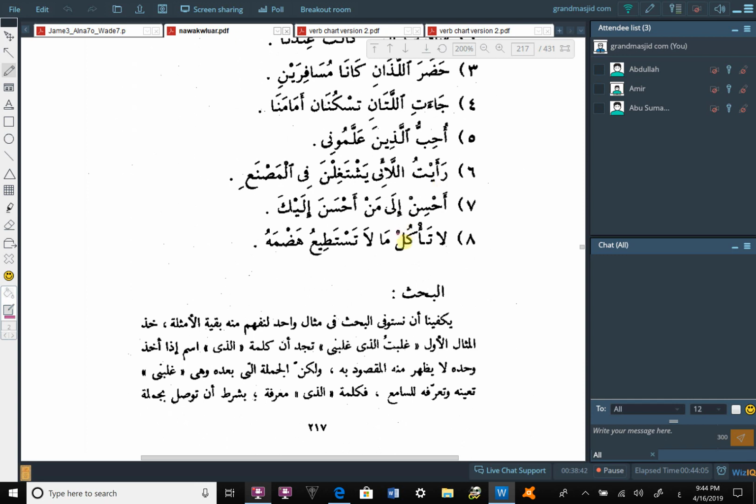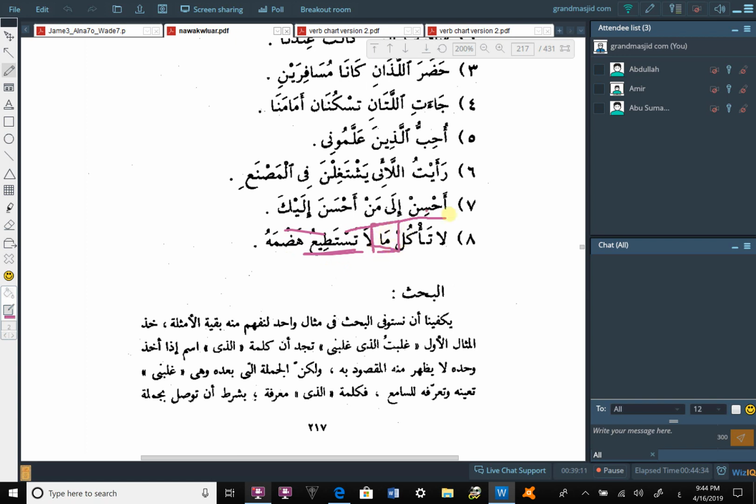Okay, لا تأكل ما لا تستطيع هضمه. Do not eat what you are not able to digest. Don't eat what? ما لا تستطيع هضمه. So do not eat what you are not able to digest it. So this ma here is an ism mawsul.